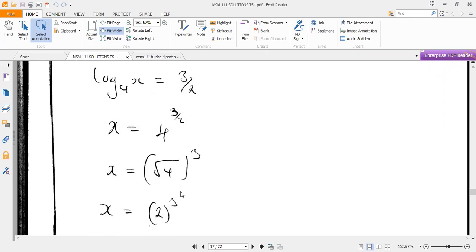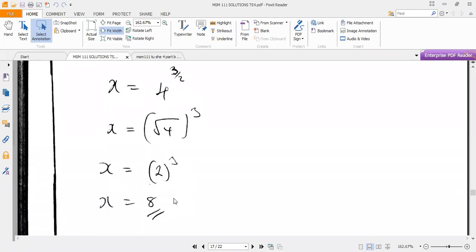So now, 2 to the power 3, what are we getting? We're getting 8 as our final answer. x is equal to 8. We have solved that equation. You get your full marks. Any questions?